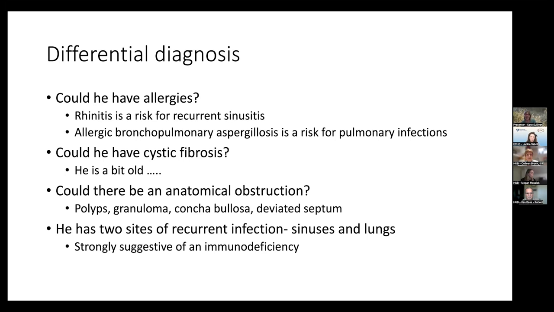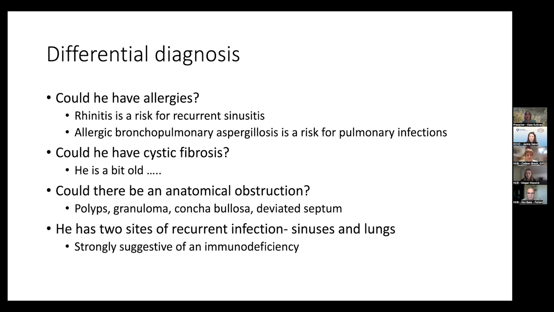Could there be an anatomical obstruction? Always worth asking this. Could he have a polyp? Maybe he's got concha bullosa. Maybe he didn't think to tell you, but he was wrestling and his nose was broken. Now his septum is deviated. So could there be an anatomical reason he's getting recurrent sinus infections?